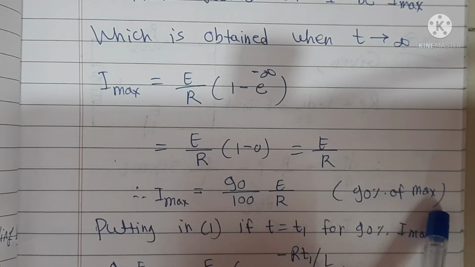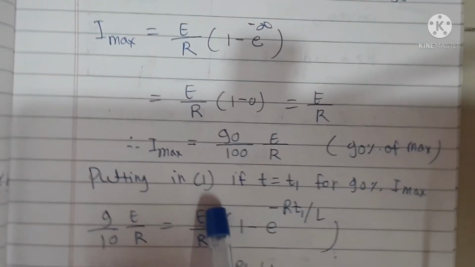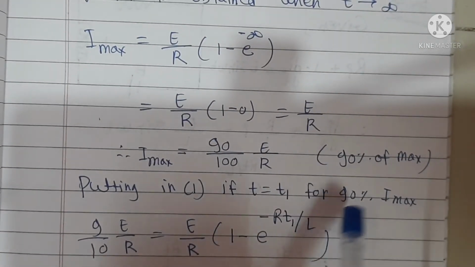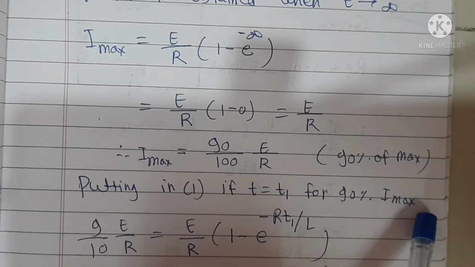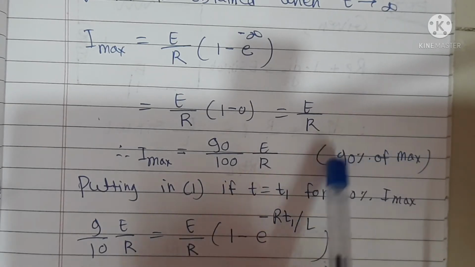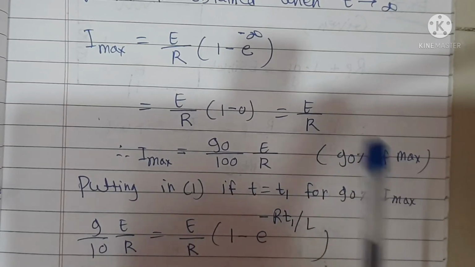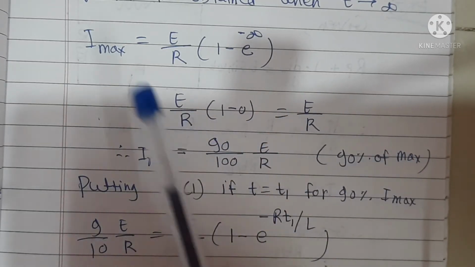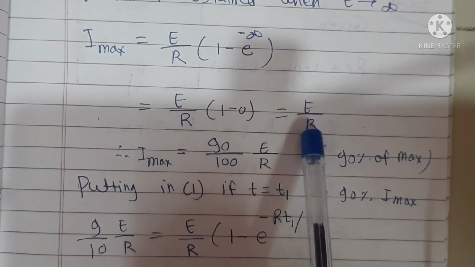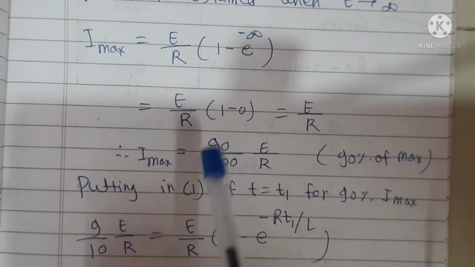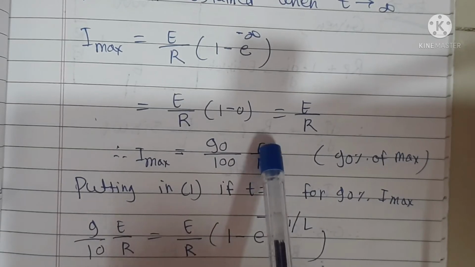90% of maximum is here. Now putting in equation 1, that is if t is equal to t1 for 90% of maximum. 90% of maximum is the given condition in our problem. We are only substituting the 90% of maximum value. I maximum is what? E upon R. What is E? E is the battery voltage, upon resistance. And here I maximum is given as 90% of E upon R.